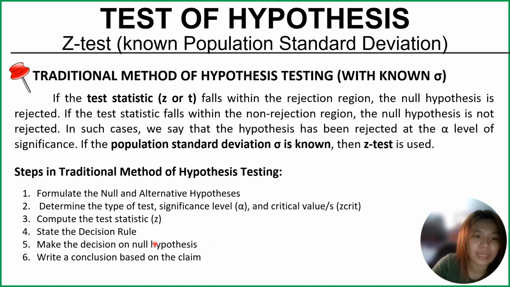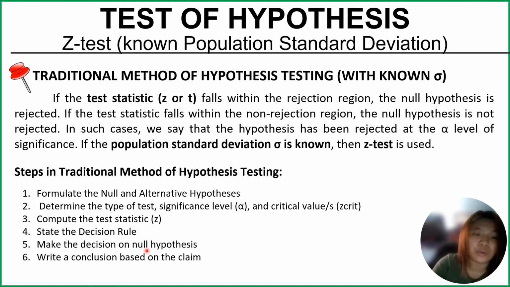For step 5, we make the decision. There are certain conditions, as I said a while ago, and if the condition is satisfied, the null hypothesis is automatically rejected. But if it does not satisfy the condition, then we will not reject the null hypothesis. And for step 6, of course, we write the conclusion. If we reject the null, of course, we will write the alternative hypothesis as our conclusion. And if the null hypothesis is not rejected, therefore the null hypothesis is accepted.